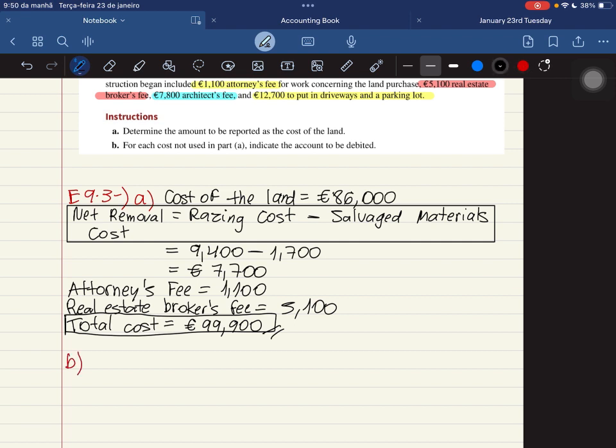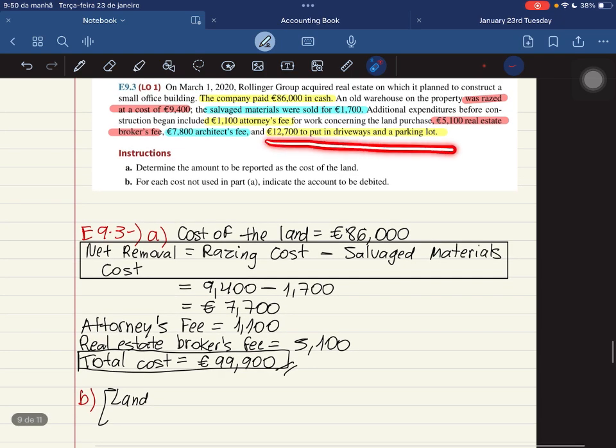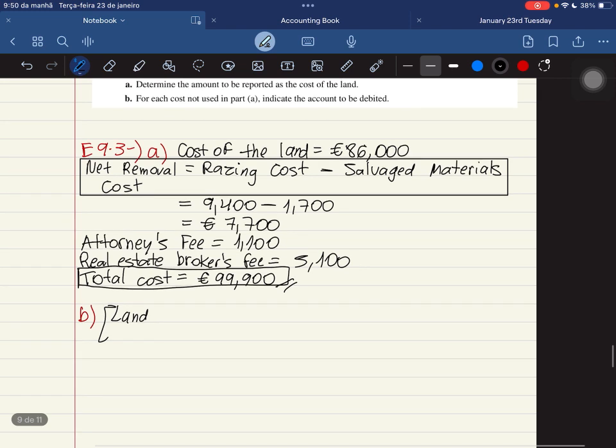Let's see what B says. For each cost not used in part A, the account to be debited. Okay, so he wants to know the accounts that should be debited, right? Well, if you just take a look at the cost of the land, then you would definitely debit land, right? And maybe credit cash. But for the ones that you did not include, like for example over here, the driveways and the parking lot, as I said, these are land improvements. So the account that you would debit would be land improvements.